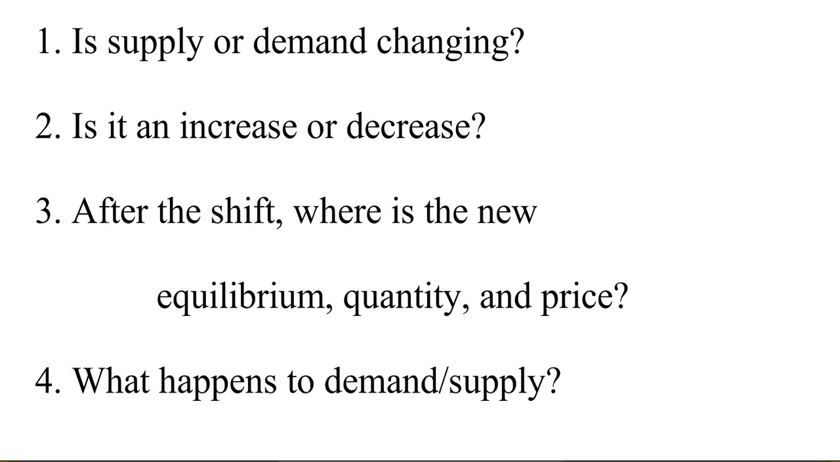The fourth one is what happens to demand and supply. So in this scenario, supply was the one that changed. So what happened to demand in this case? And like we said, because the price is higher, the quantity demanded decreased. Okay, so that fourth part is you're looking at the other curve and you're saying, how is that affected now? Now let's take these steps and let's use them for a rightward shift.